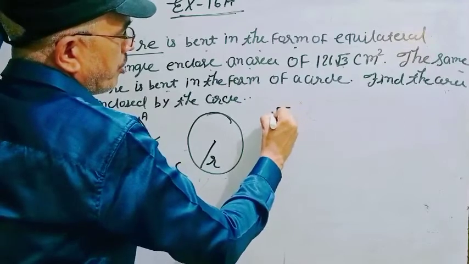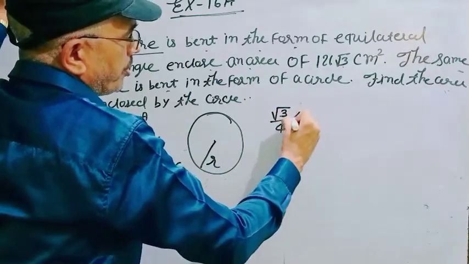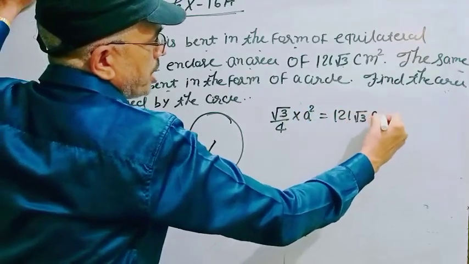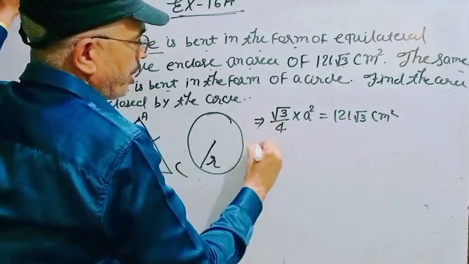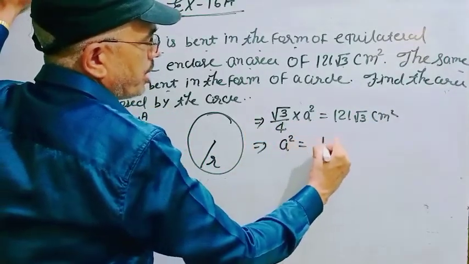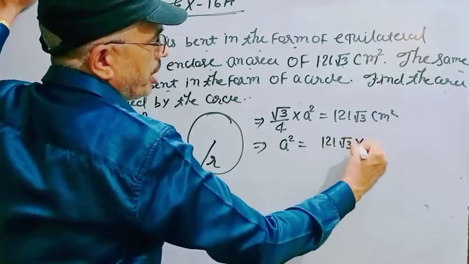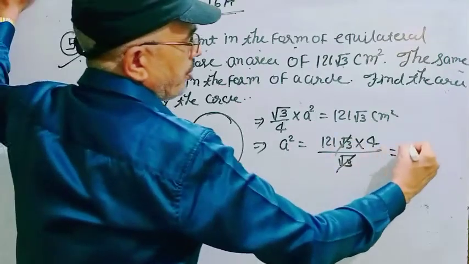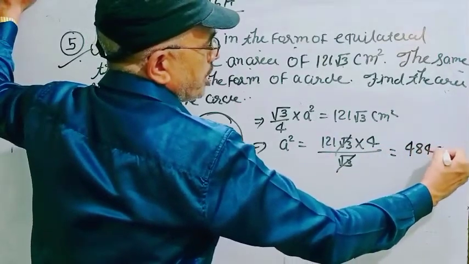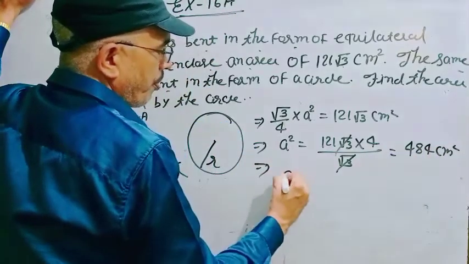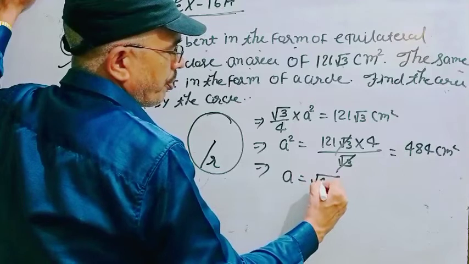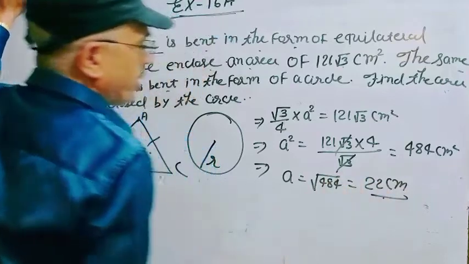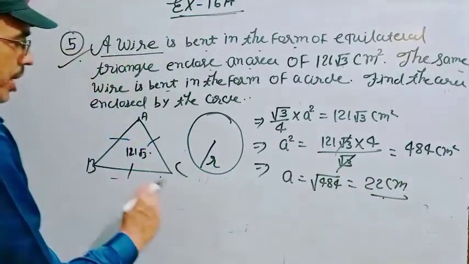Then area is equal to root 3 by 4 into a square, is equal to 121 root 3 cm square. From this formula you can find the side: a square is equal to 121 root 3 into 4 by root 3. This root 3 cancels, then you get 484 cm square. And what is the value of a? It is equal to under root 484 cm square, that is 22 cm. Then it is clear what the perimeter is.